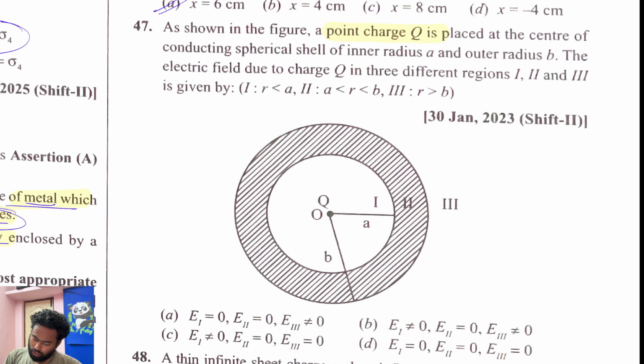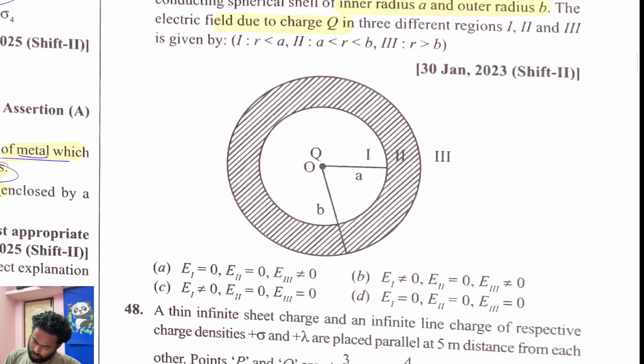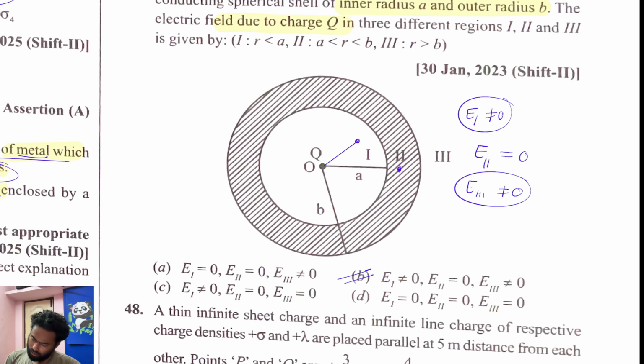As shown in the figure, a point charge Q is placed at the center of a conducting spherical shell of inner radius A and outer radius B. Find the electric field due to charge Q in the different regions. In region 1, because Q is here, the electric field will be here, so E1 is not equal to 0. Now E2, since it is inside the metal, will be 0, and E3 will again be not 0. So E1 not 0, E2 0, E3 not 0, option number B.